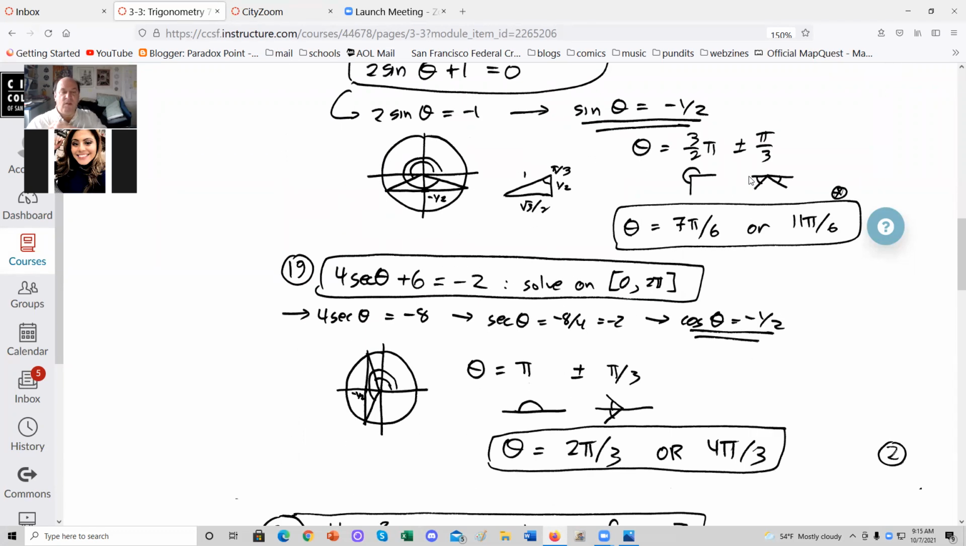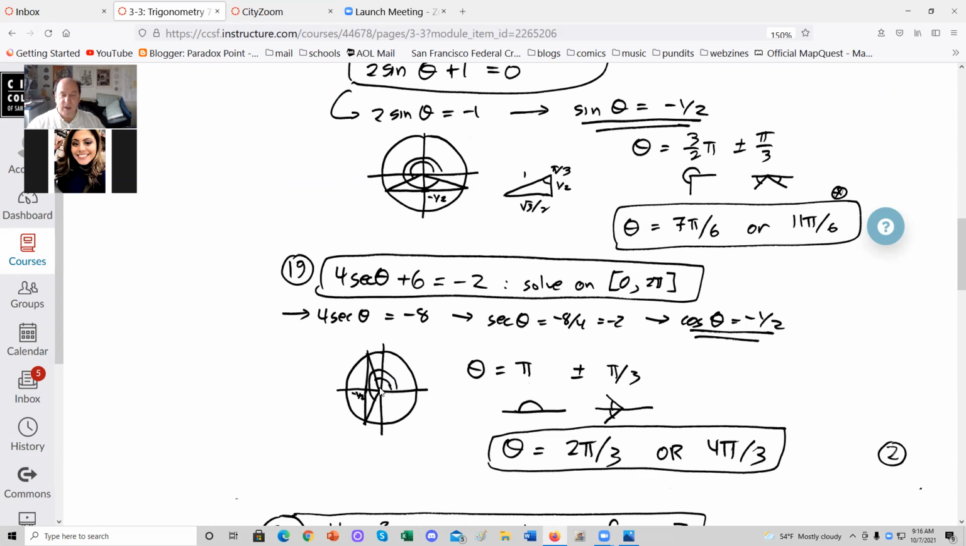Okay, here. 4 secant theta plus 6 equals -2. Solve on 0 to 2 pi. So in the unit circle, we'll forget about the repeated roots. First we subtract 6, get 4 secant theta equals -8. Divide by 4, secant theta equals -2. Take the reciprocal, so cosine theta equals -1/2. All right, so you go back 1/2, draw a vertical line, and these are the angles whose cosine is -1/2.